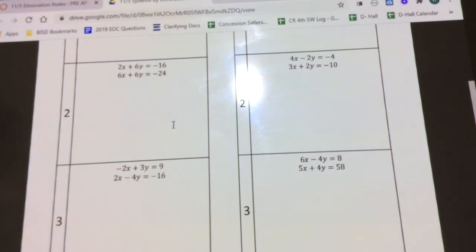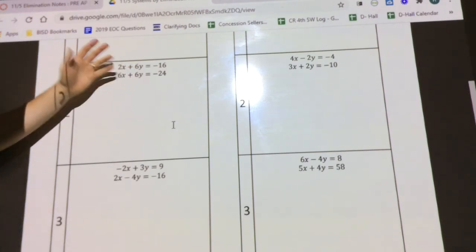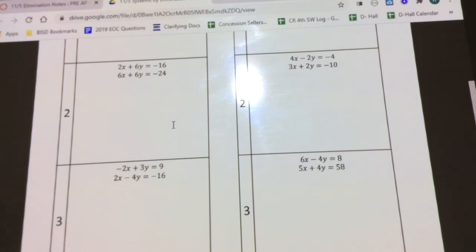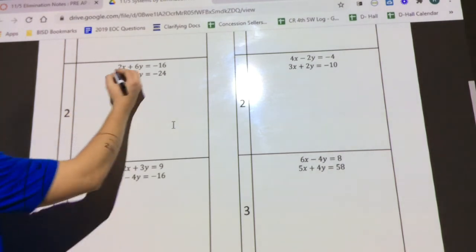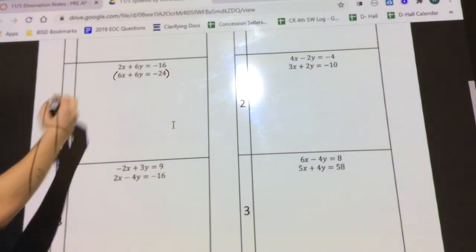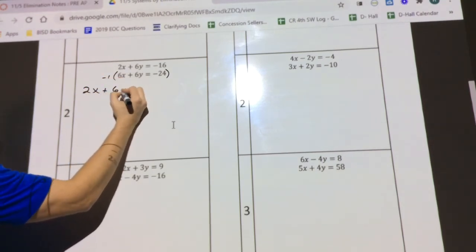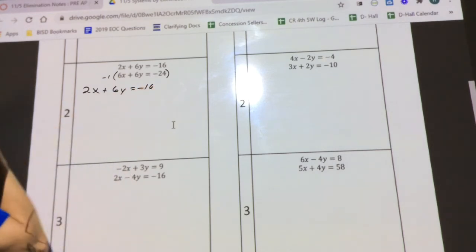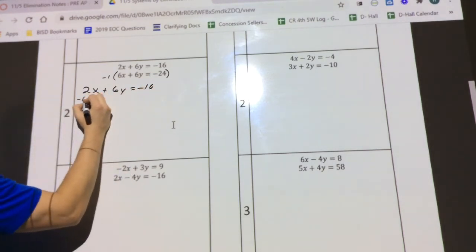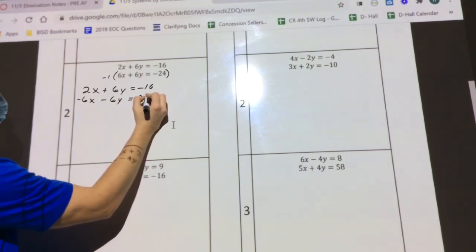Okay, do I have anything I can just automatically eliminate from this problem? No, but I see that right here I have a 2 and a 6, and I have a 6 and a 6, which means if I have a 6 and a 6, I can make one of those become negative, and then do my elimination. Do we agree? I'm going to go ahead and do the bottom one. I don't know why I choose the bottom, it's just the way that I do it. Probably because I'm subtracting there. So now I'm going to end up with 2x plus 6y equals negative 16. I'm going to add that to negative 6x minus 6y equals positive 24.